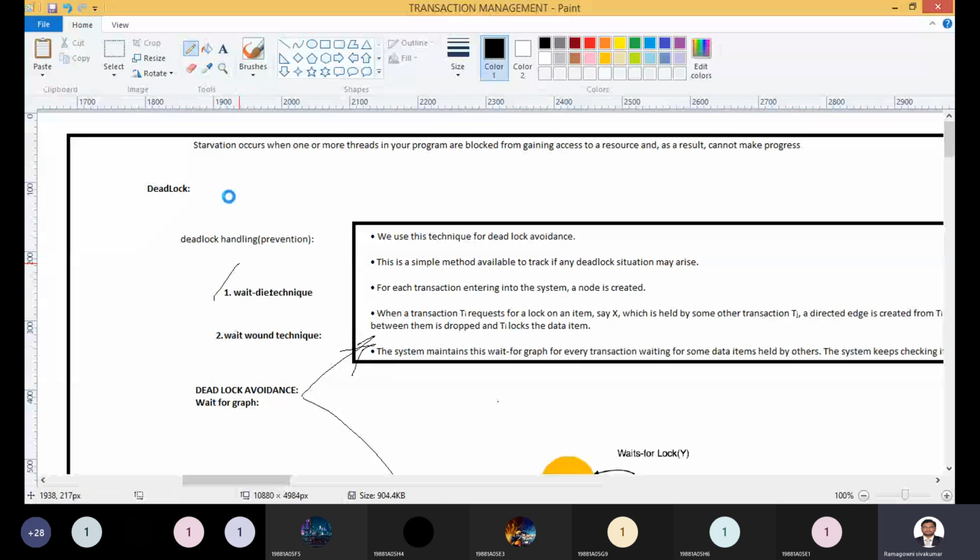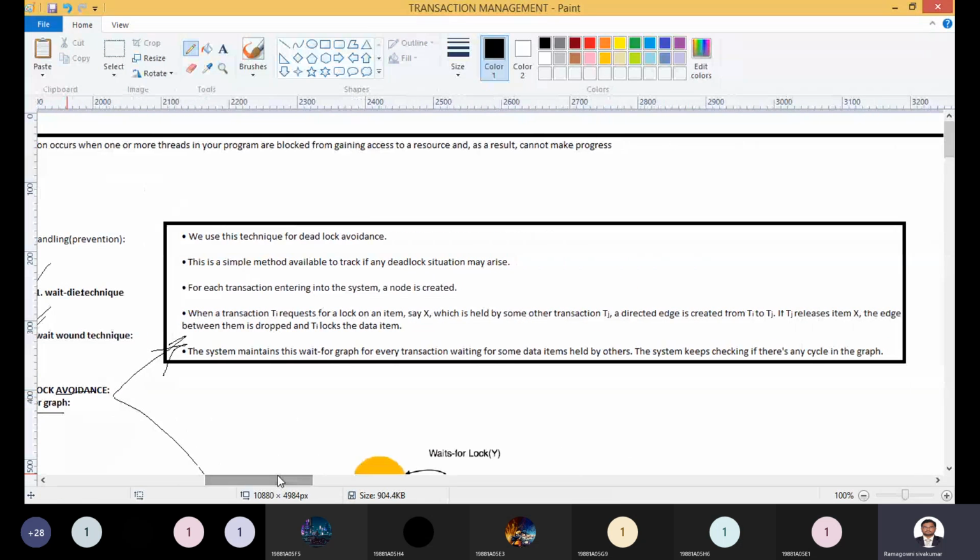So in this session, we are going to discuss deadlock avoidance. How to avoid the deadlock by using the technique called the wait-for graph technique. So today we are going to discuss the wait-for graph technique.